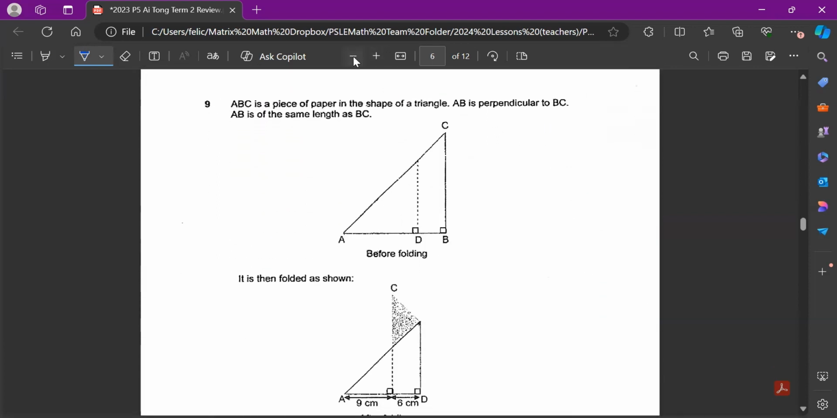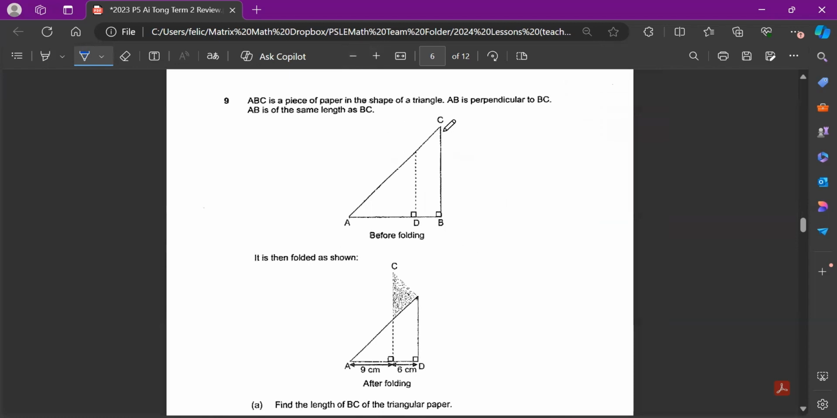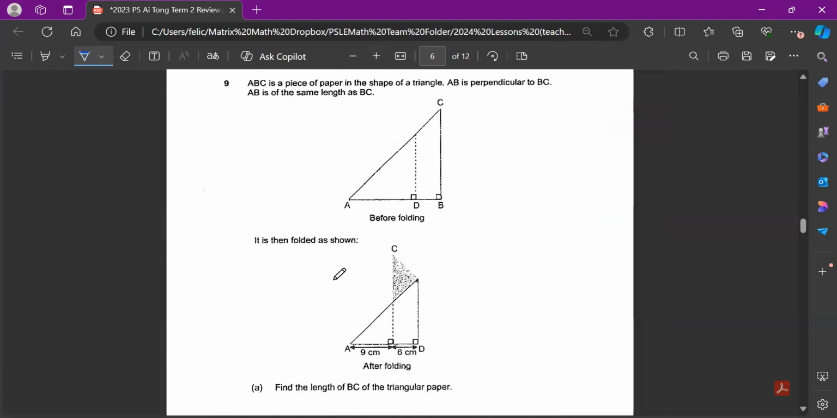Okay, question 9. ABC is a piece of paper in the shape of a triangle. AB is perpendicular to BC, and AB is of the same length as BC. Okay, so AB, BC, they are the same length. Now, it is then folded as shown below.